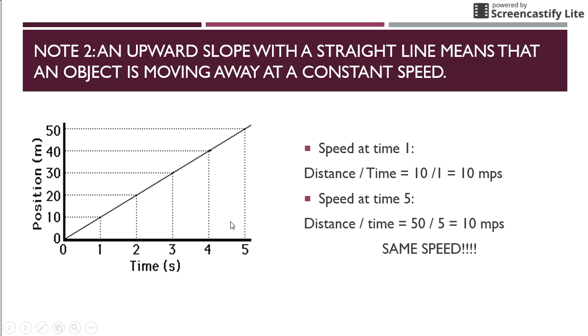And let's go all the way to the speed at time 5. I know that my distance was 50, and it did it in 5 seconds. So its speed, its distance divided by time, was 50 divided by 5, which is 10 meters per second. So I know that it's traveling at the same speed as time goes on.